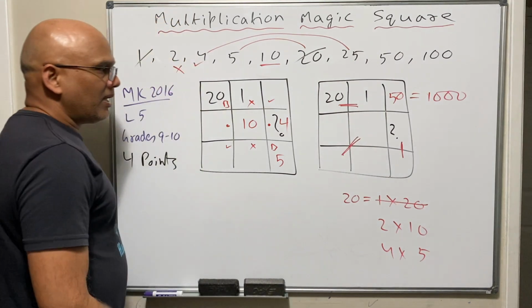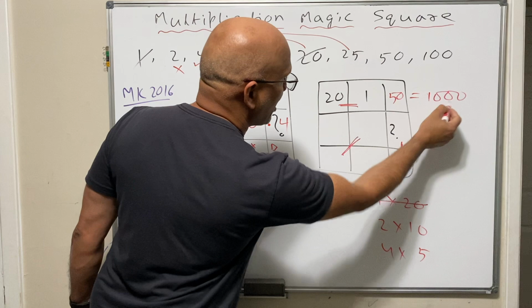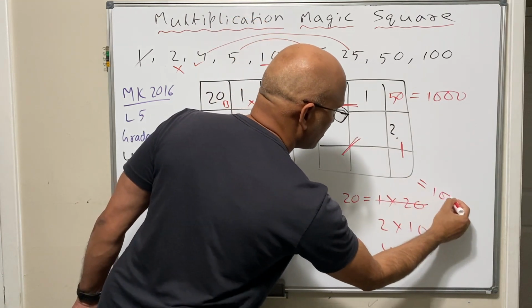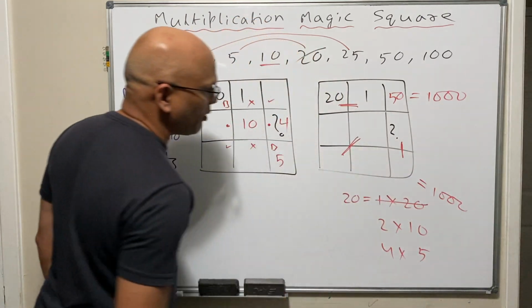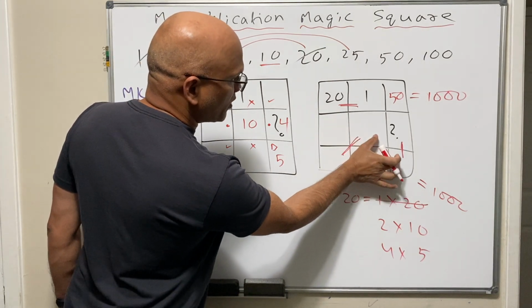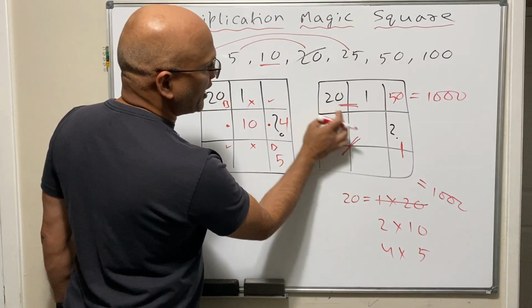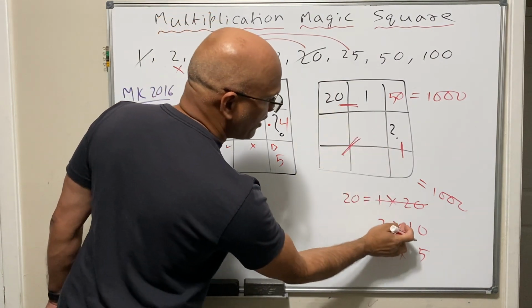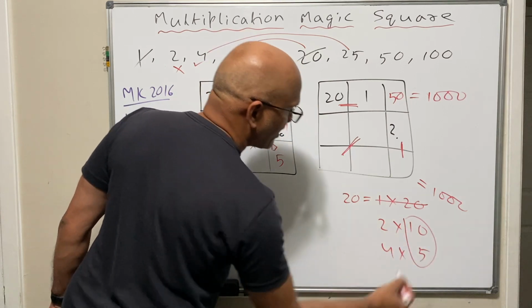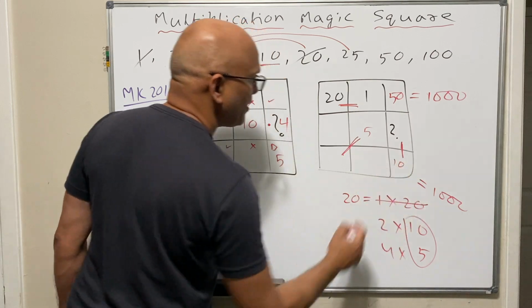Similarly, this one. Also notice that this product also has to be 1000, right? These 3 numbers have to be 1000. That means these 2 numbers together have to be 50, because this is already 20, so this has to be 50. And the way I can do 50 is 10 times 5, right? So this can be 5, this can be 10.